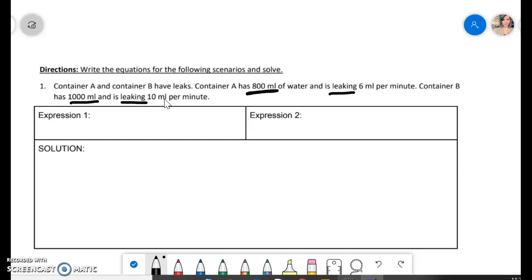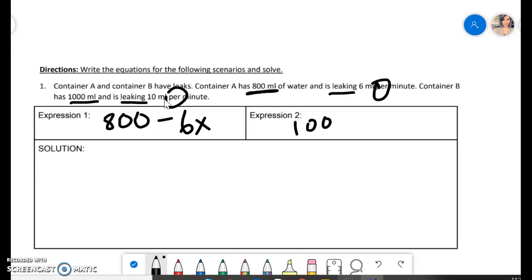So looking at our 2 expressions, it would be a starting value of 800 for container A, and you're taking away 6 milliliters per minute. Remember, when you see the word per, each, every, that's your number that's going to go with x. Expression 2 is container B. So now this one's starting at 1,000 and it's going down 10 milliliters per minute. So remember, we make these equal to solve it.